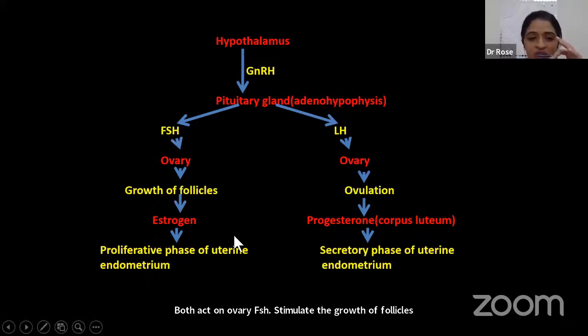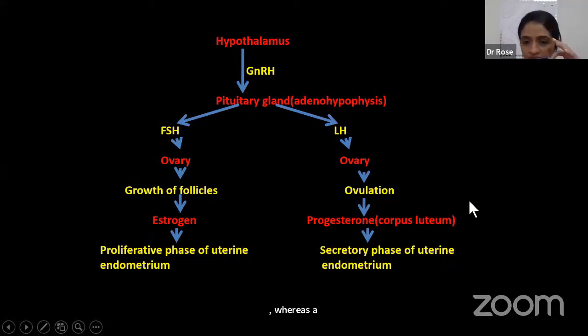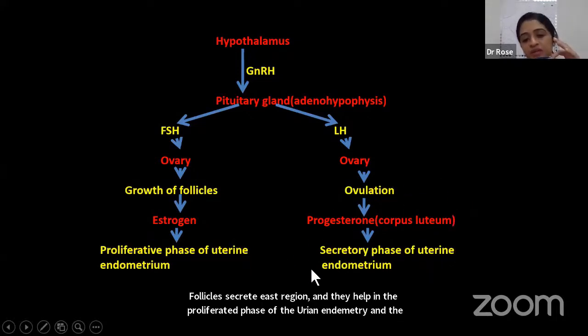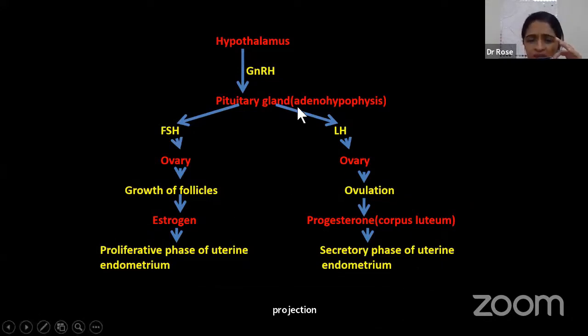Follicles secrete estrogen and they help in the proliferative phase of the uterine endometrium. And the progesterone secreted by the corpus luteum results in the secretory phase of the uterine endometrium. These can be asked as an MCQ or an all-except question, just like that. So please have a thorough review of this.